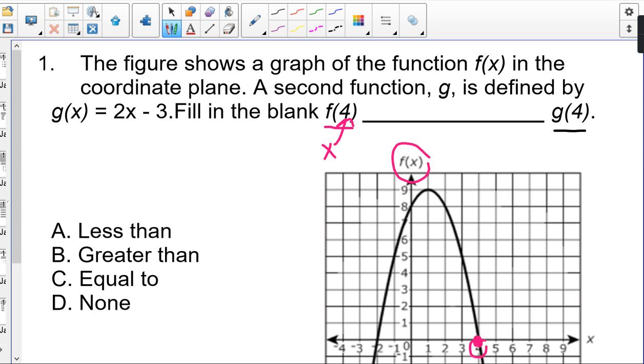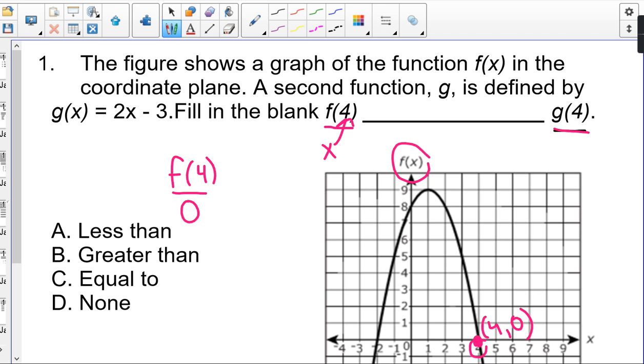The point at 4 is (4, 0). So that means the input of 4 gave me an output of 0. So that means f of 4 is equal to 0. So for f of 4, I have 0. Now I still need to figure out g of 4.